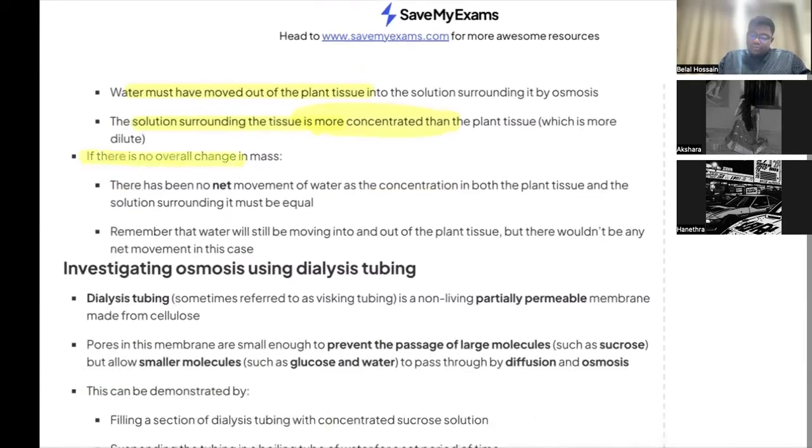If there is no overall change in mass, like let's say you did the experiment and there was no overall change in mass, that means the outside concentration is equal to the inside concentration. So even though water has moved in and moved out, there was no net movement of water, as the concentration in both plant tissue and the solution surrounding it must be equal. Remember that water will still be moving into and out of the plant tissue, but there wouldn't be any net movement in this case.